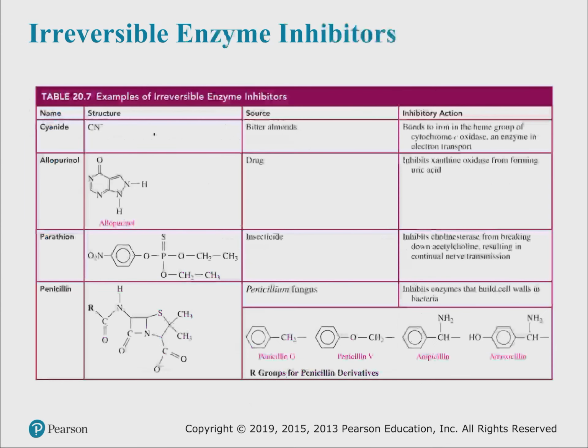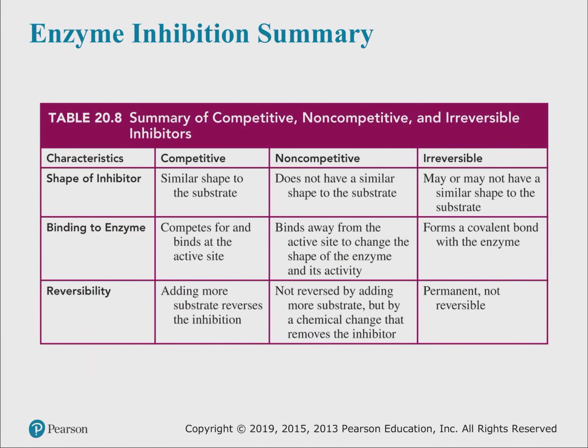These are some irreversible enzyme inhibitors. So cyanide, this is why cyanide's a poison. It'll bind to the iron in your heme group and inhibit electron transport. It doesn't say anything about oxygen binding, but if it likes iron, it could possibly do that as well. Penicillin is an irreversible inhibitor for bacteria. It inhibits the enzyme that builds the cell wall. And yeah, those are some examples of irreversible inhibitors, and this is a summary of those details.